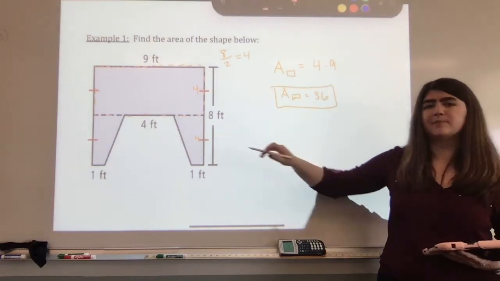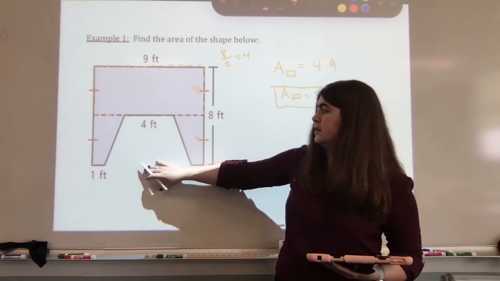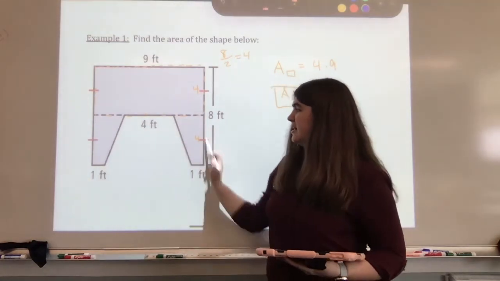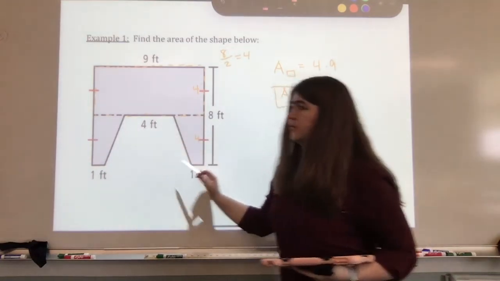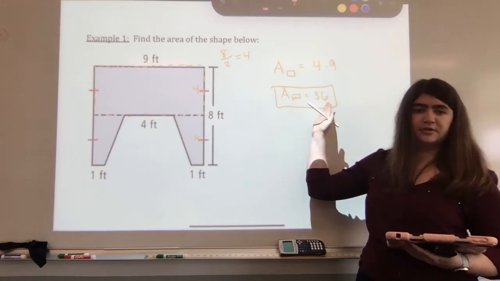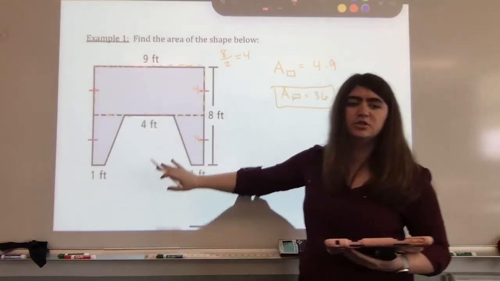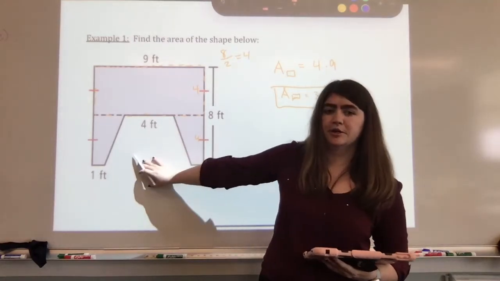So now that I've found the area of this rectangle, I need to address the other piece of my shape. Because I'm not sure if these trapezoids here are exactly the same, I'm going to find the area of this total rectangle, which happens to be the same, at 36, and then I'm going to subtract the area of this cutout because I do know enough about this cutout to find the area of this piece here.